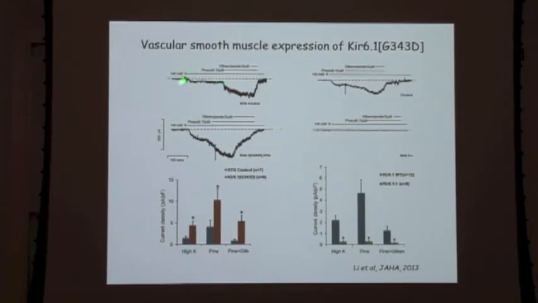When we go to 140 millimolar potassium, you see that there is inward K current in control. When we add pinacidil, which is a KATP channel opener, you can see more current coming on, and the currents are strongly blocked by glibenclamide.